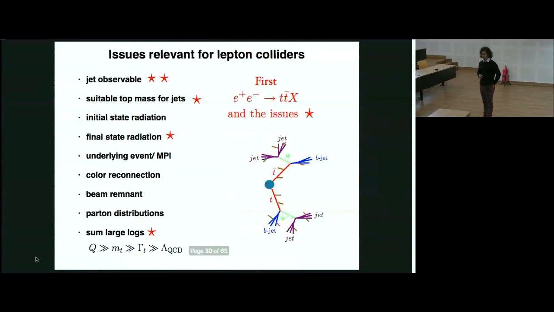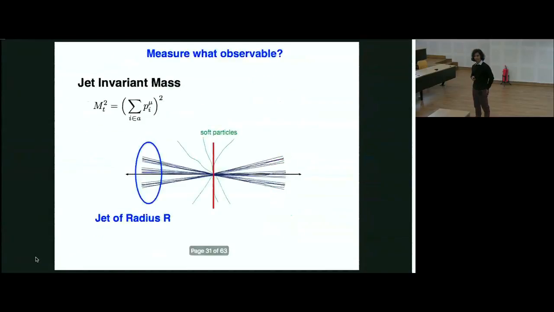And so to tackle this problem, our first step can be to consider a simpler experiment of e+ e- to t tbar, where a lot of these issues don't matter, and only the ones which are starred are important. This work was done 8 years ago, 9 years ago.